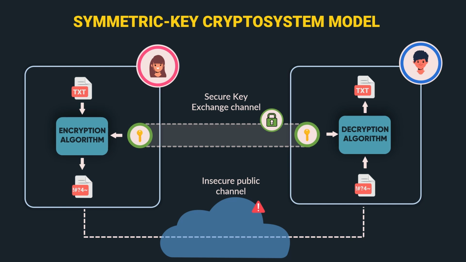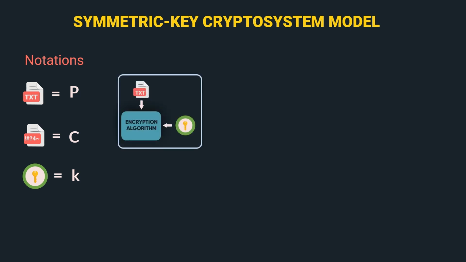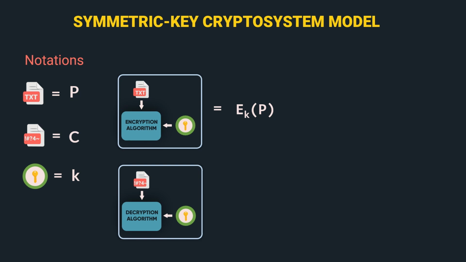Now let's have a look at the mathematical equations related to this. Let's start with the notation that we are going to use. We denote the plain text with the letter P. We denote the ciphertext with the letter C, and we denote the key with the letter K. Then we have the encryption algorithm which takes the plain text and the key and is denoted by E_K(P). Here P is the plain text and K is the secret key used. Similarly, the decryption algorithm which takes the ciphertext and the secret key as input is denoted as D_K(C). Here C is the ciphertext and K is the secret key used.